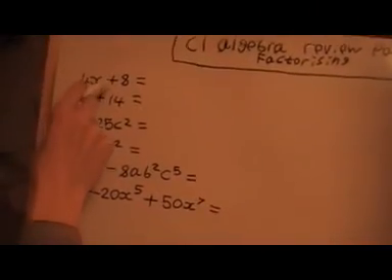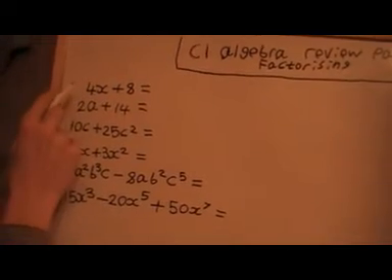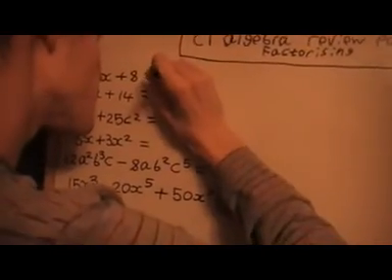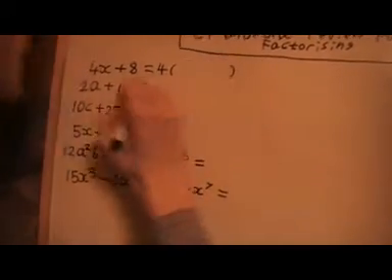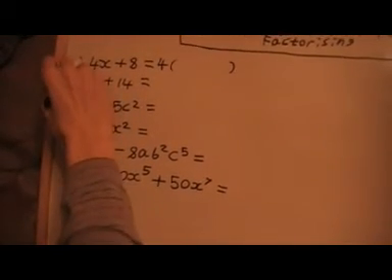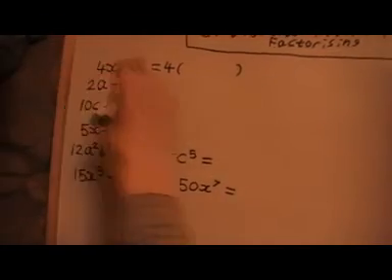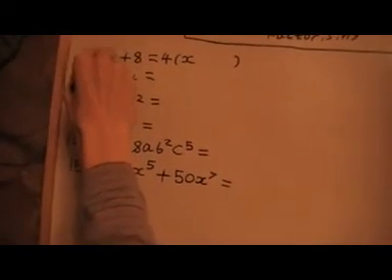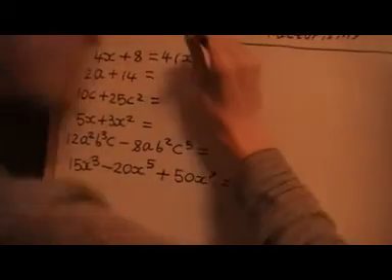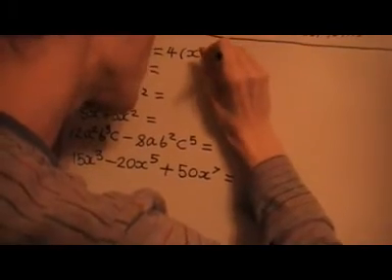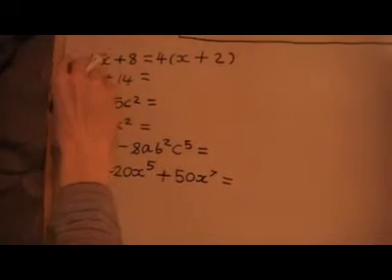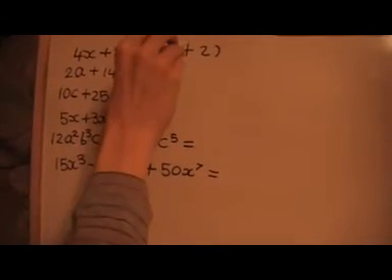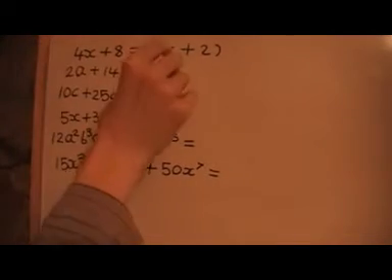I've got 4x plus 8. Now we can see here that 4 is a factor. So what I can do is put that out here. And then to get 4x, I need to multiply 4 by x, so I put x here. And to get 8, I need to multiply 4 by 2. The way we can check this is we can remove the brackets. 4 times x is 4x, 4 times 2 is 8. So we've factorised it right.